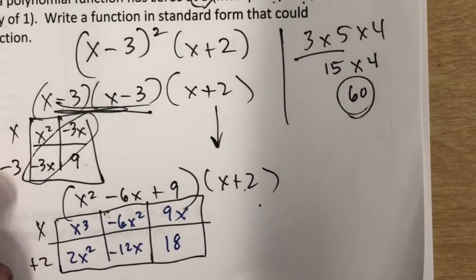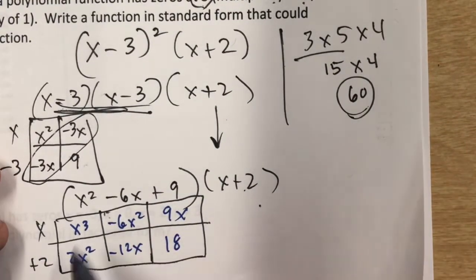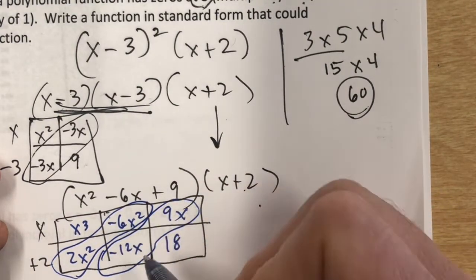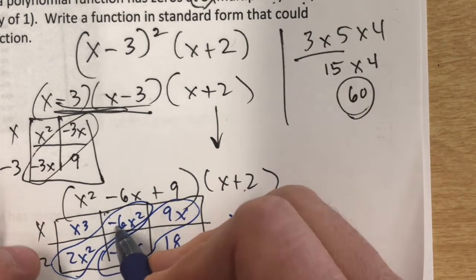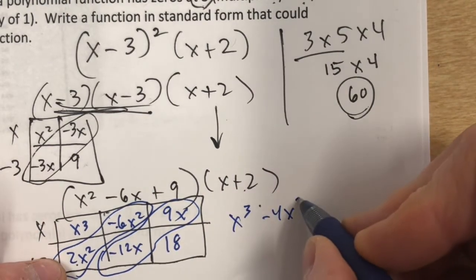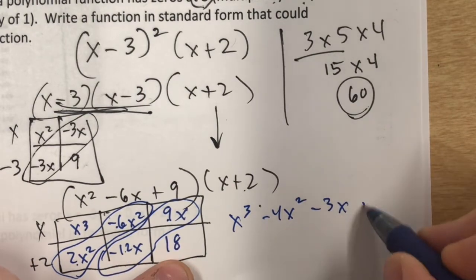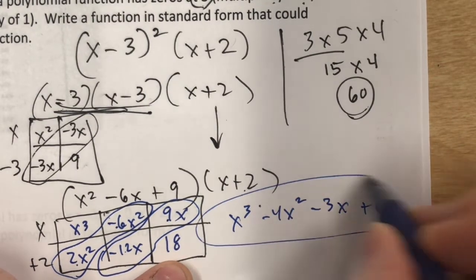Okay, you get it on there a little better. So there's what I get when I multiply those. And now here's like terms here, and here's like terms. So I've got x to the third, negative 6 plus 2 is negative 4x squared, 9 plus negative 12 is negative 3x, and then I got plus 18. And there's my answer when I multiply those.